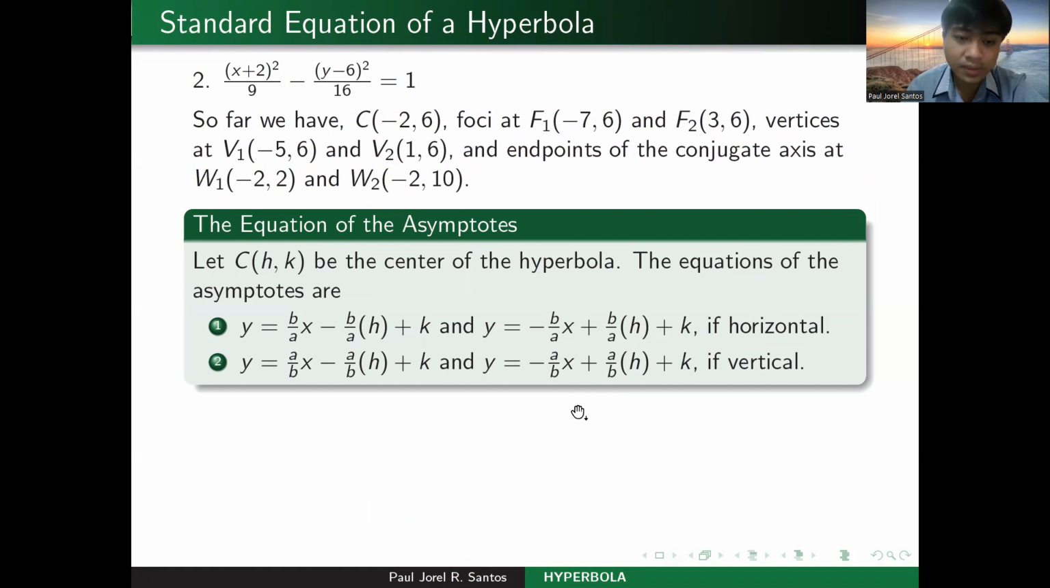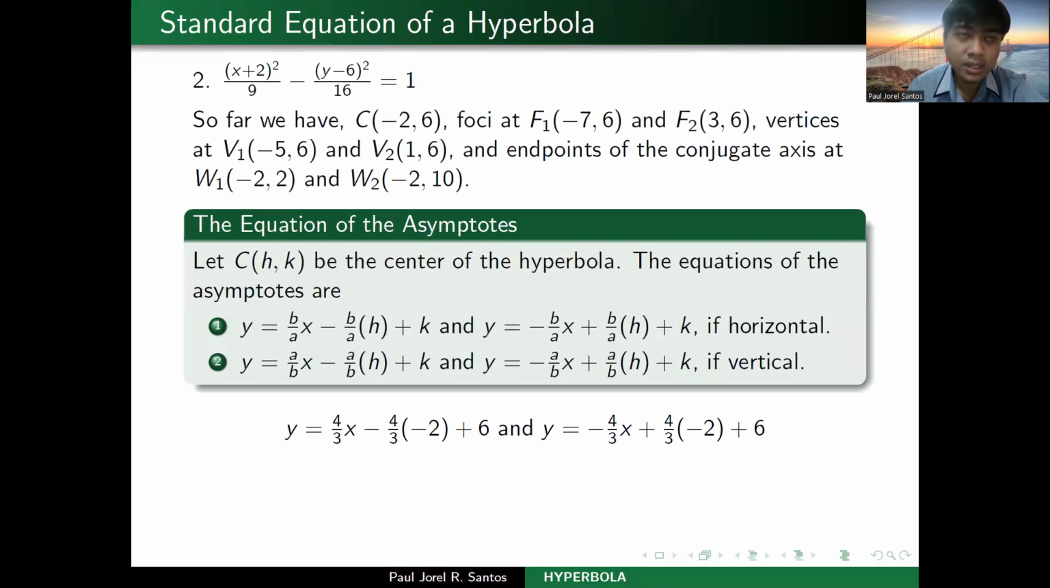Replacing the variables by their values, we have 4 over 3, because the value of b is 4 and the value of a is 3. So y = (4/3)(x − (−2)) + 6, where h is −2 and k is 6. The same goes with the second equation. The only difference is their signs and operation. For the first one, we have positive, and for the second one, we have negative.